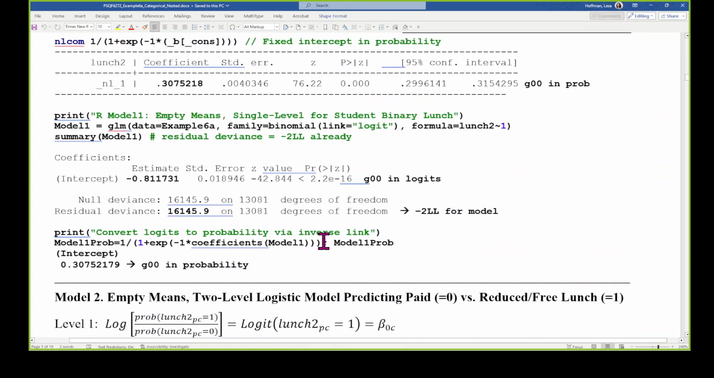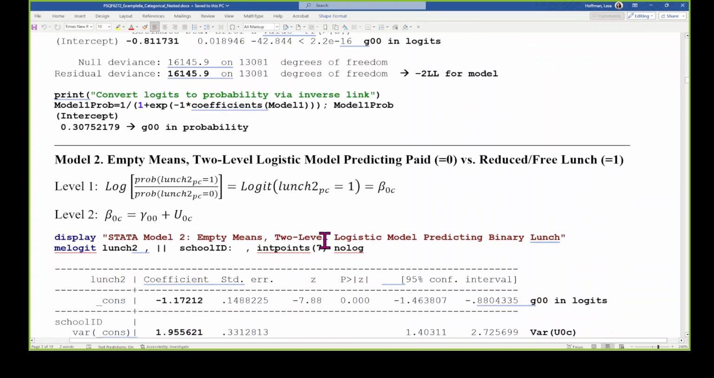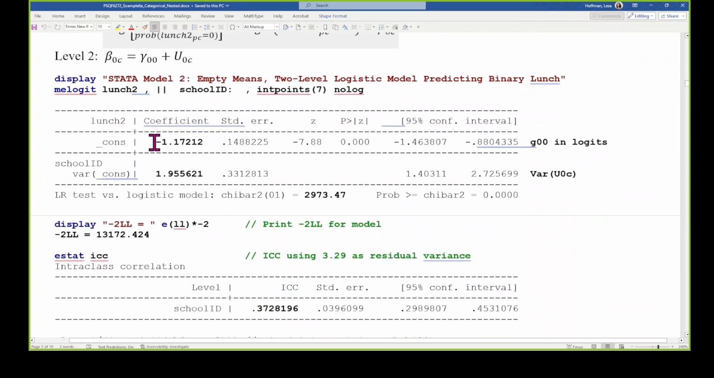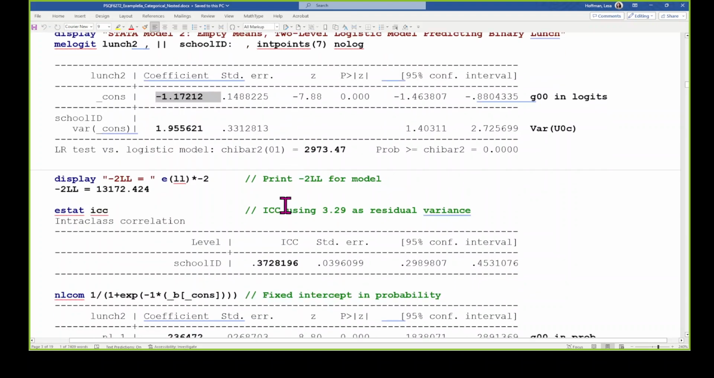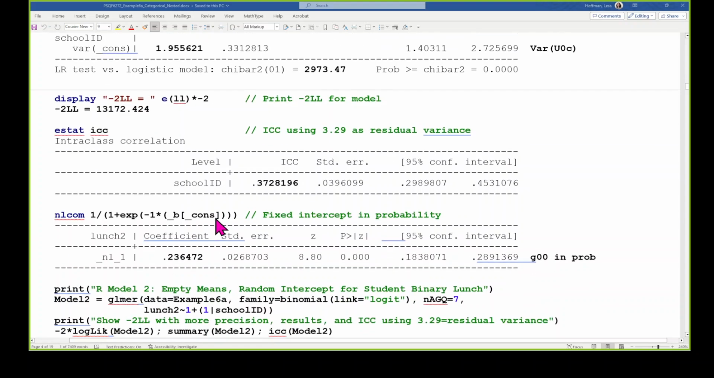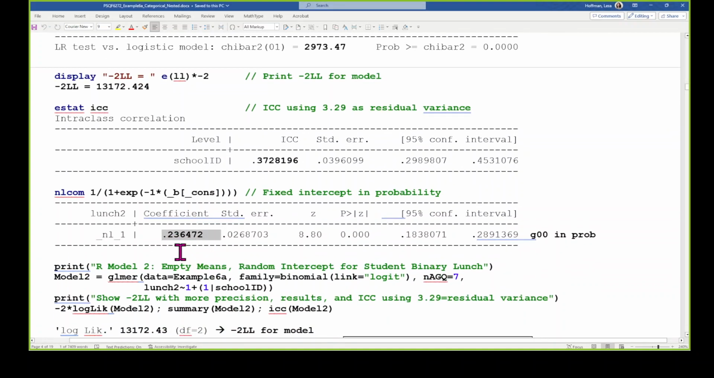Once I add a random intercept, though, which I did in model 2, the fixed intercept changes, and the predicted probability that goes with it no longer matches the data. It's unit specific. So now, in a school with a random intercept of 0, the probability of any one student getting free or reduced lunch is 0.24, not 0.3.